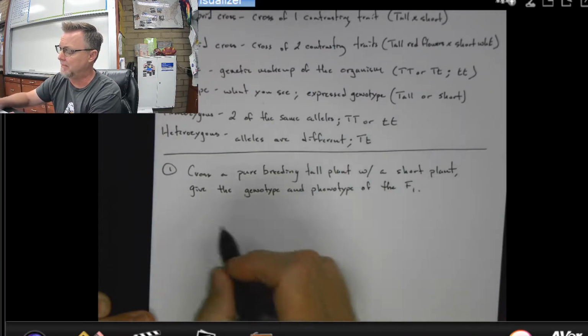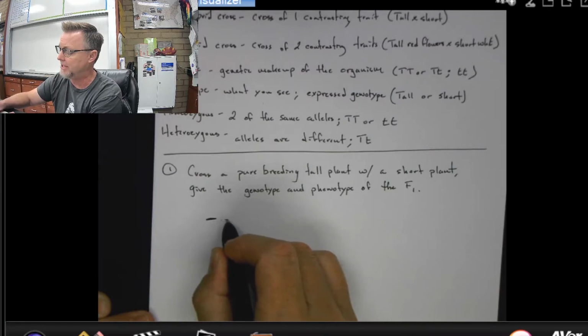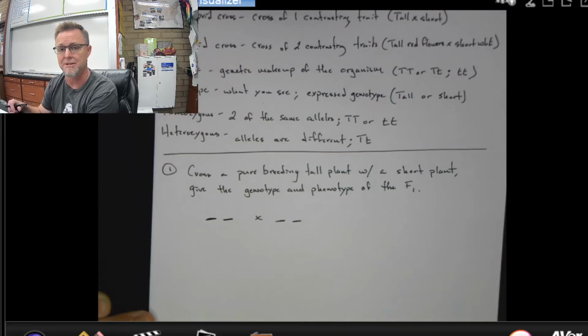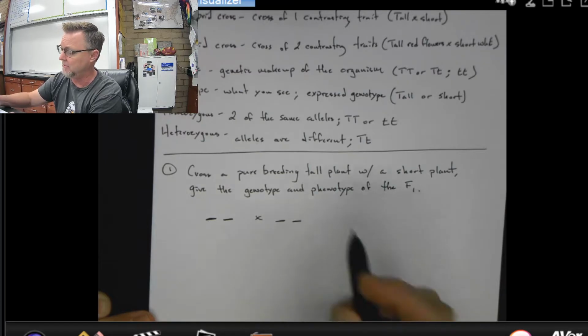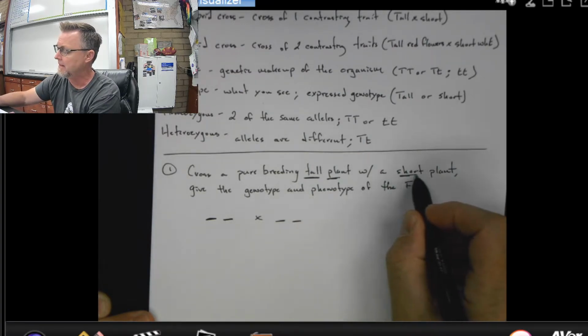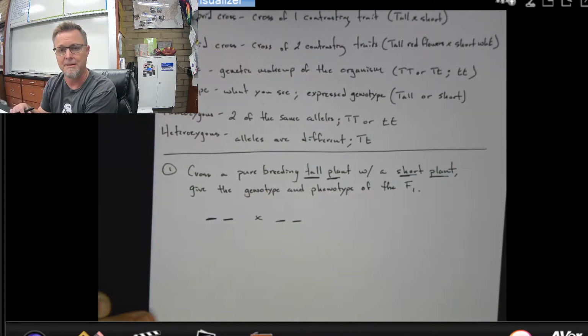So when we set up our problem, I'm going to make dashes like this to represent my parents. And I'm going to make 2 dashes on either side of an X. The X means cross. And these dashes are to represent the alleles for a trait that I'm crossing. Now, what trait am I crossing? Well, if I go back to this problem, I'm crossing a tall plant with a short plant. Okay? So that's one contrasting trait, tall and short. So I'm basically going to have to do a monohybrid cross here.